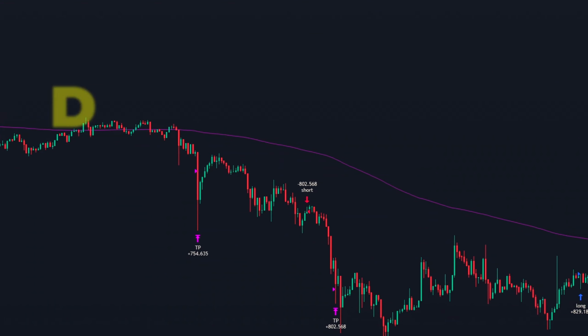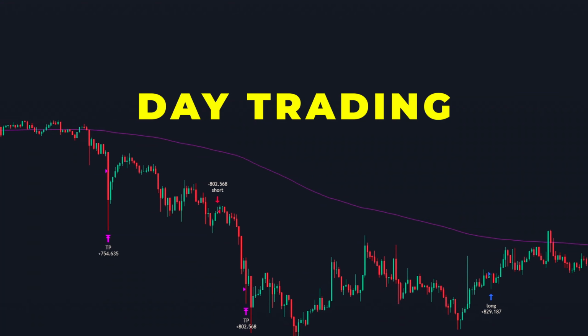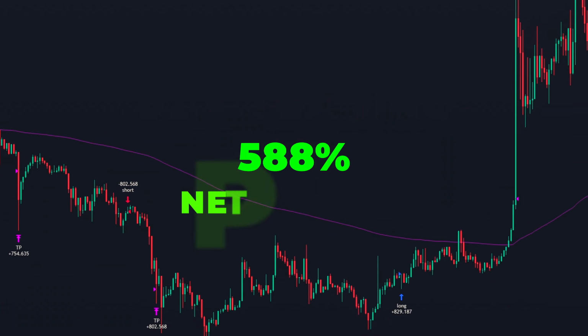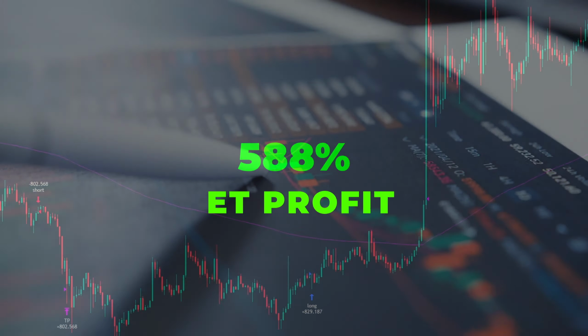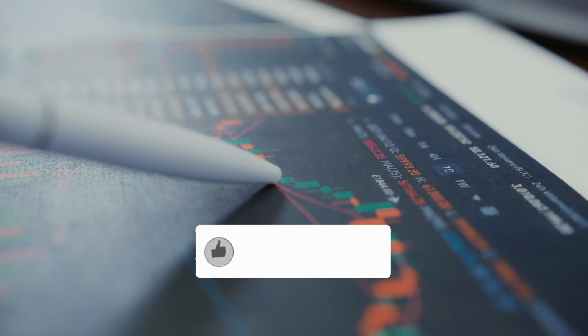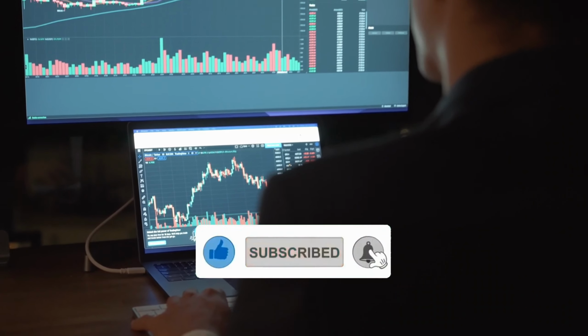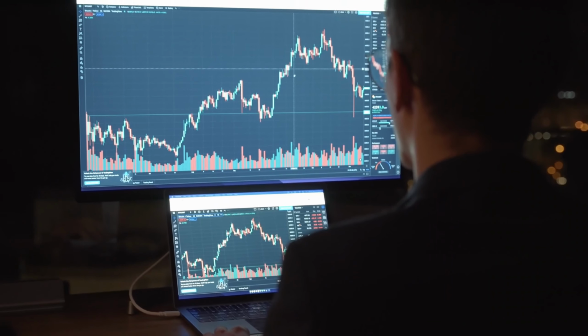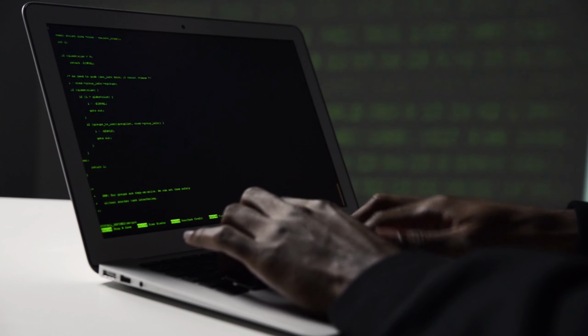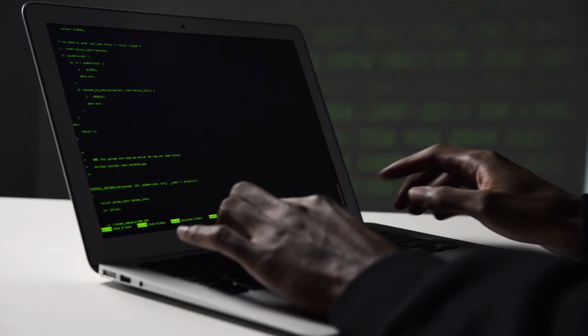Today we're gonna be looking at a day trading strategy that can potentially generate 588% net profit. This strategy doesn't rely on any indicators because it's based solely on price action, and that is really interesting. We will delve deep into this strategy and then we will discuss the backtest results. So, let's dive into it!